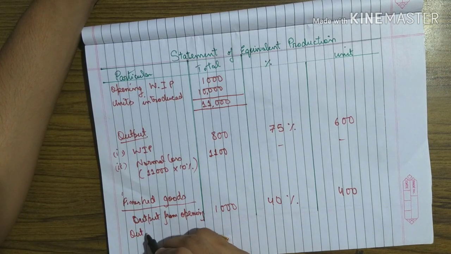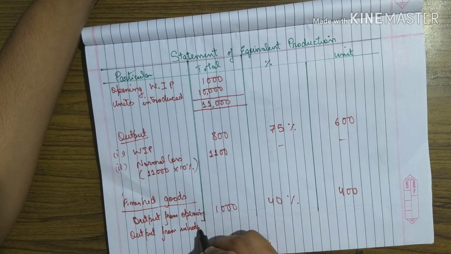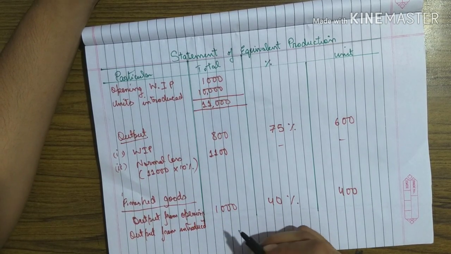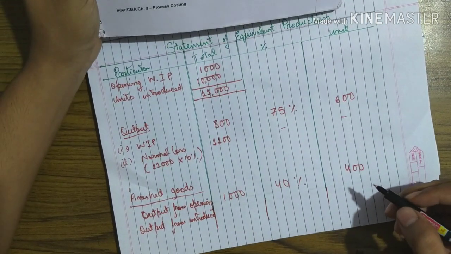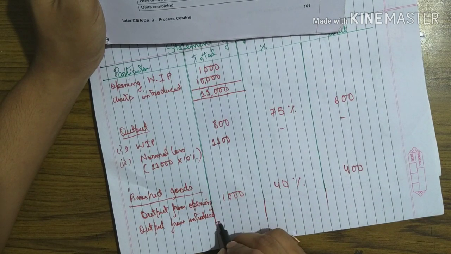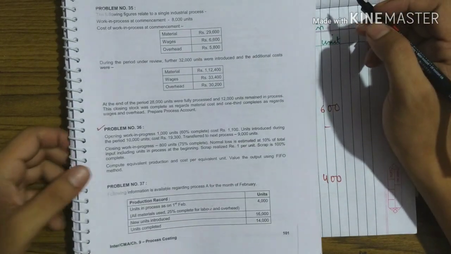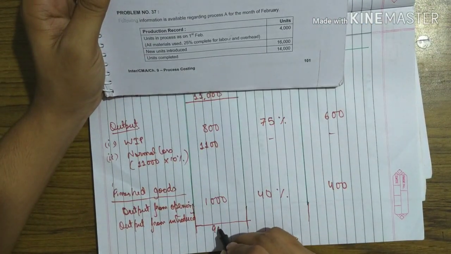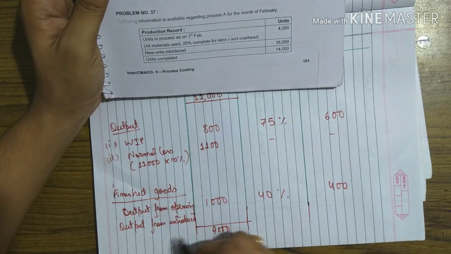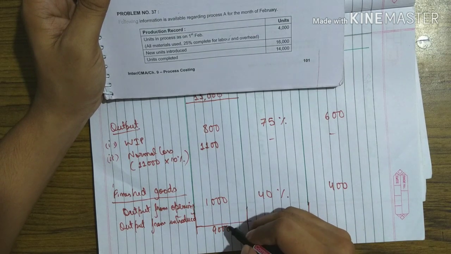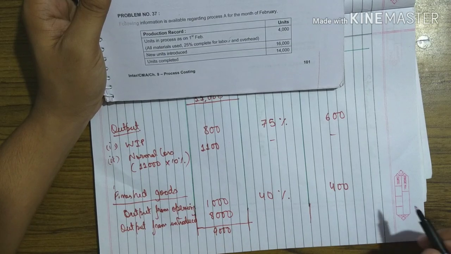And output from introduced. We don't know how much is output from the introduced, so we'll keep a blank for the time being. But we know that the transfer to the next process, finished goods, was 9,000. So the output from the introduced will be 9,000 minus 1,000, which is 8,000.